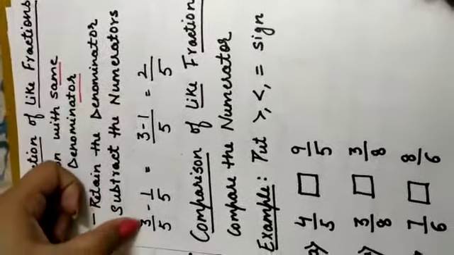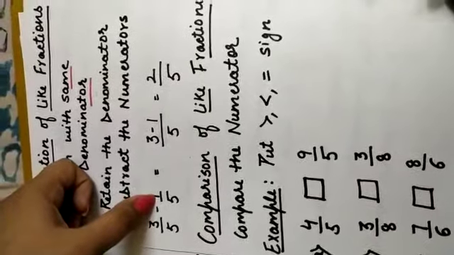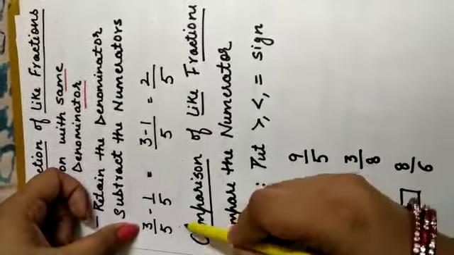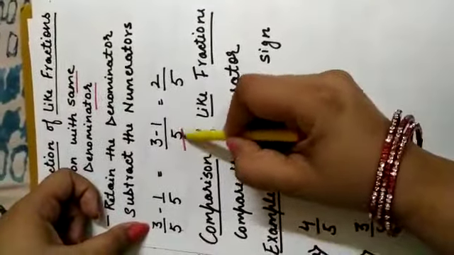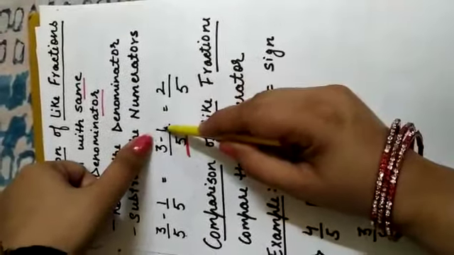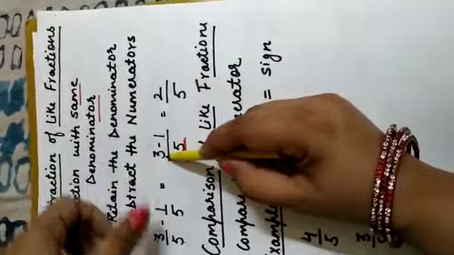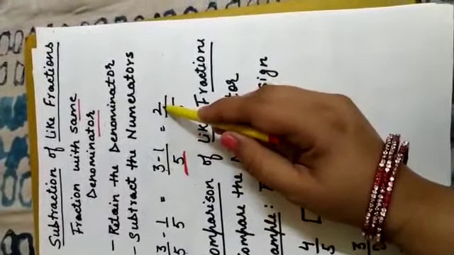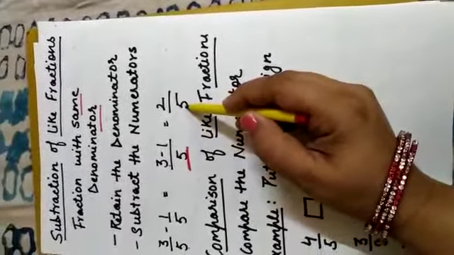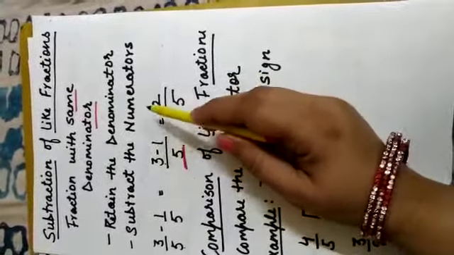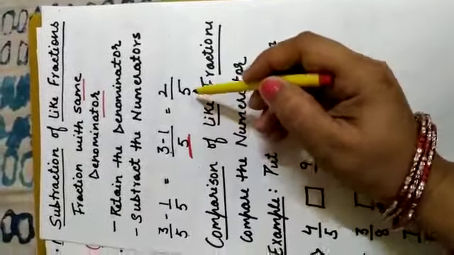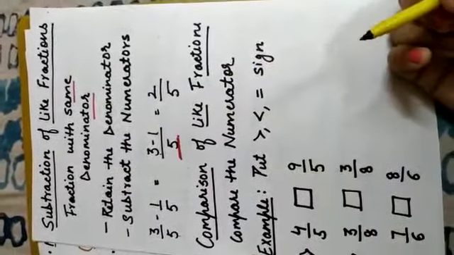Like we had to subtract 1 upon 5 from 3 upon 5. Then what we will do? Retain the denominator as 5. Subtract 1 from 3. So that is 2 upon 5. The answer comes out to be 3 minus 1 as 2 upon 5. So this is how you subtract like fractions.